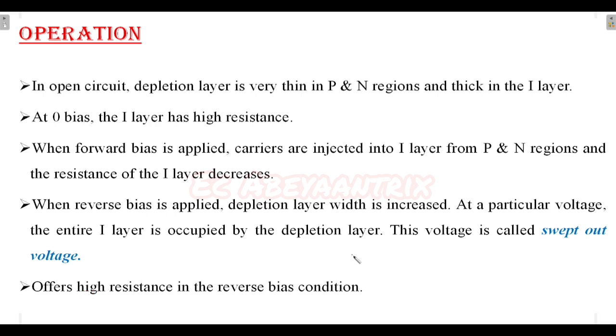So in reverse bias, the depletion layer width will be increased, and as a result, the entire I layer will be occupied by the depletion layer. So in that case, it offers high resistance, which means the current flow will be very low. Compared to forward bias operation, the reverse bias operation offers very low current only because it offers very high resistance in this condition. So these are the three cases of operation in a PIN diode.